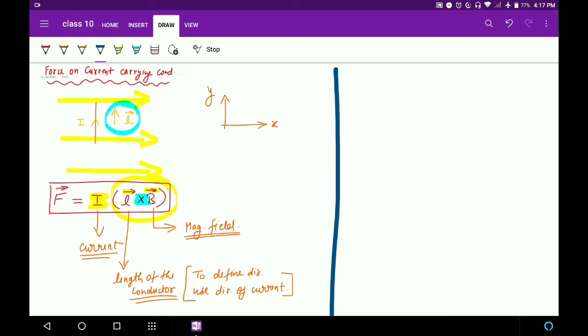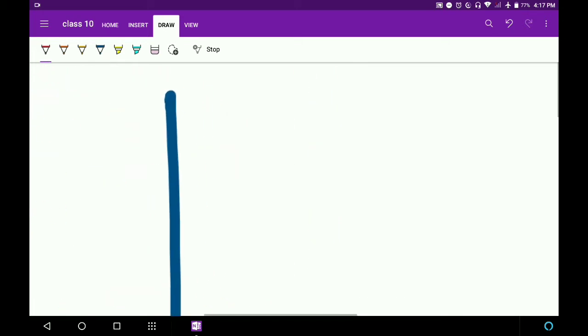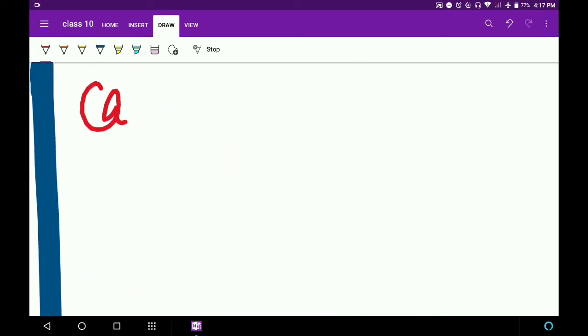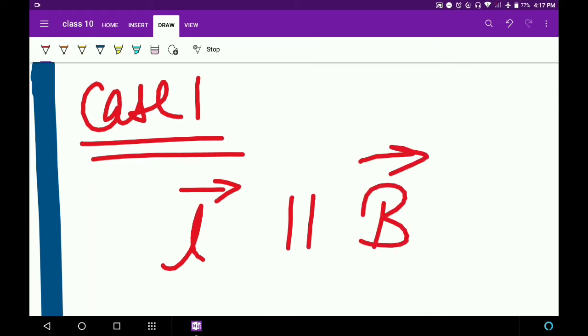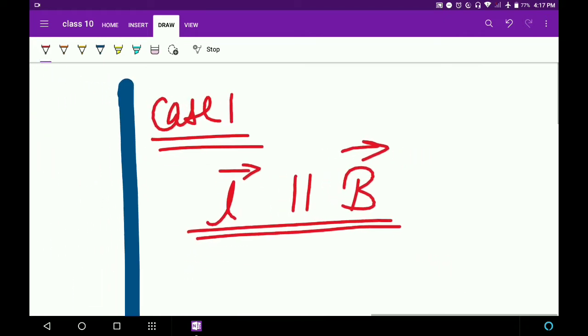Okay, so the first situation which we will see over here will be when the length of the current carrying wire and magnetic field B are parallel to each other. So the first case which I will take over here for you guys, case 1, is when length is parallel to magnetic field.